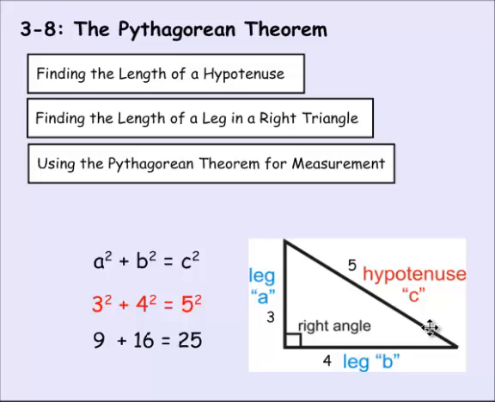Lesson 8 of Chapter 3 focuses on the Pythagorean Theorem. So we'll find the length of a hypotenuse in this lesson, we'll find the length of a leg in a right triangle, and we'll use the Pythagorean Theorem for measurement then.